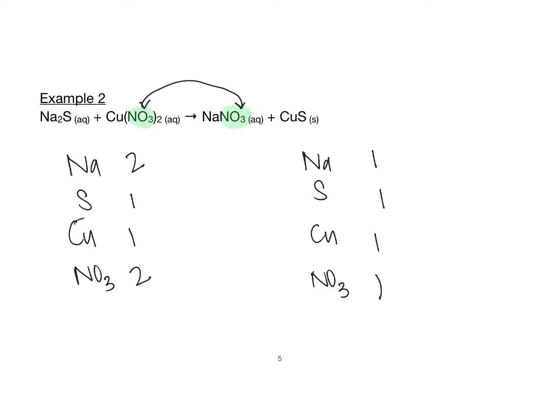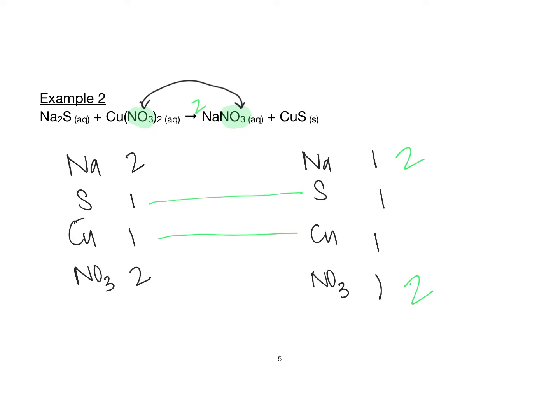So the first thing I'm going to do is see if I can balance the sodium. So I'm going to put a 2 here. In this case, that gives me 2 sodium. And now this equation is balanced because the sulfur and the copper both already had 1.